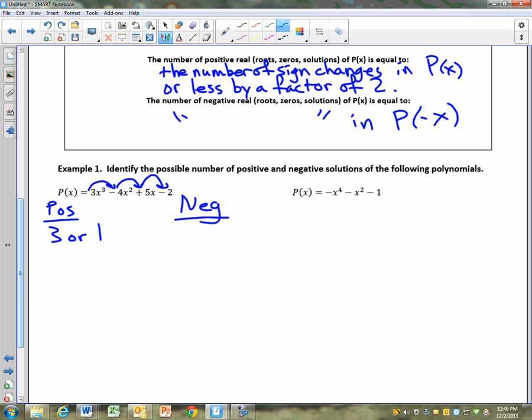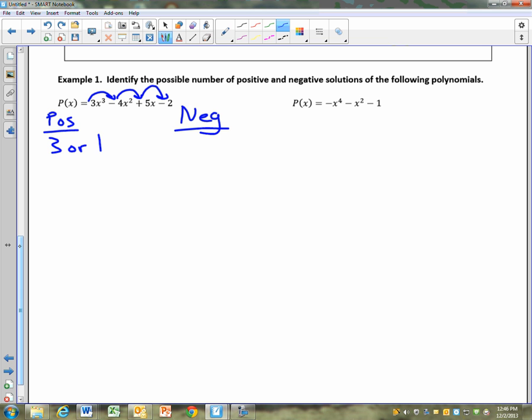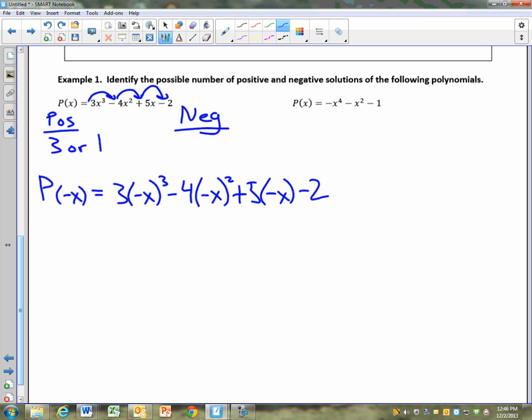So you can't look at the original polynomial. You have to plug in negative x. So I'm going to write out p of negative x. That's going to be 3 times negative x to the third minus 4 times negative x squared plus 5 times negative x minus 2. And you'll kind of see a pattern here for what goes on. That's to test to see how many negative ones there are. The positive one was for the positive ones, and then the negative ones for the negative ones.